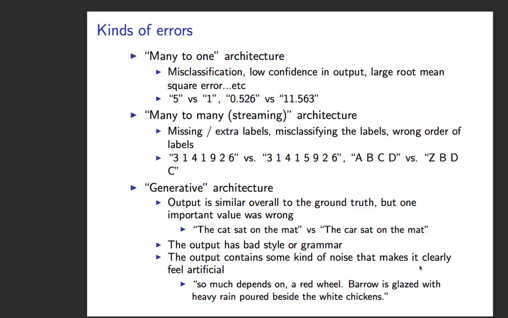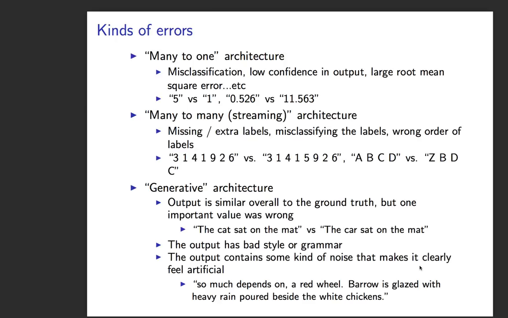So the first case is the very simple one. We could get a misclassification. If it's supposed to be a 1 and we output, say, a high probability of a 5, then that means it's wrong. If it's a regression, if the output is supposed to be 11 point something and we say it's 0.5, then it's wrong.